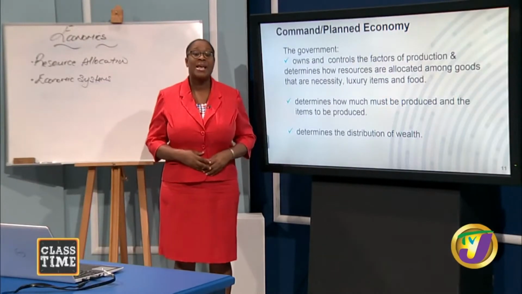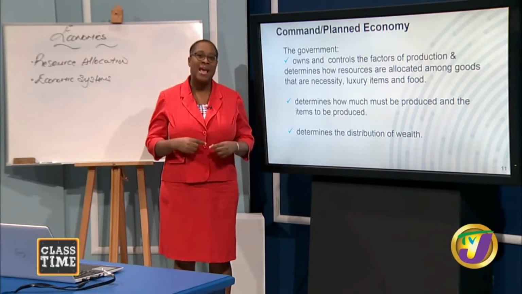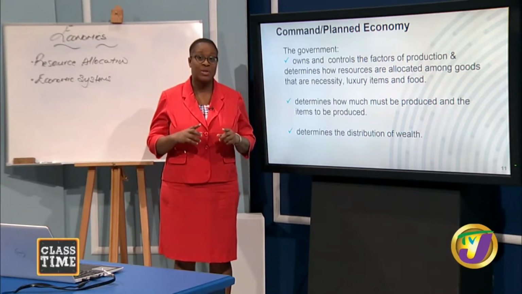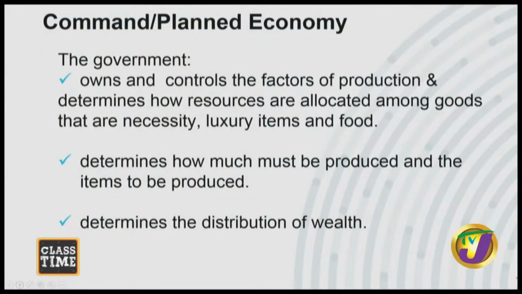So what you will find is that the government owns and controls the factors of production, and they determine how the resources will be allocated amongst the goods that they must produce. They will dictate what goods they believe are necessity items, what goods are luxury items, and the food that must be produced. Also under this economic system, the government determines how much must be produced and the items to be produced. So there was not much discussion taking place there.